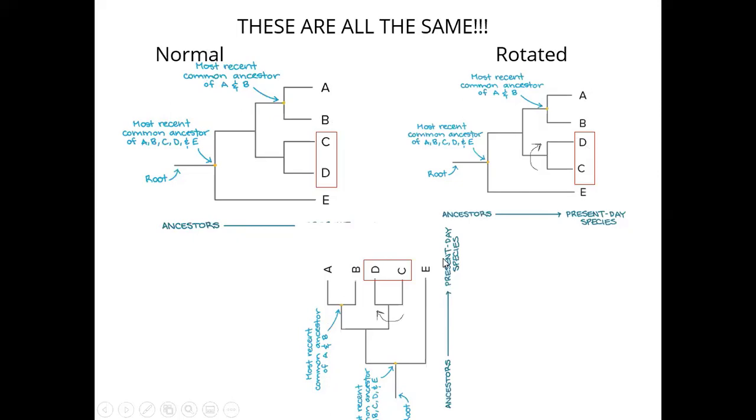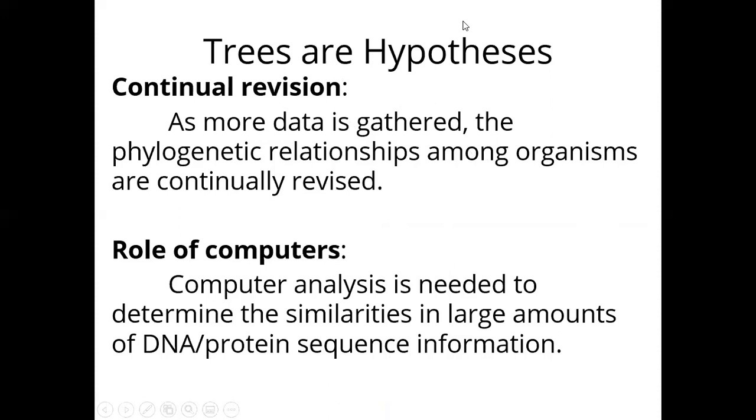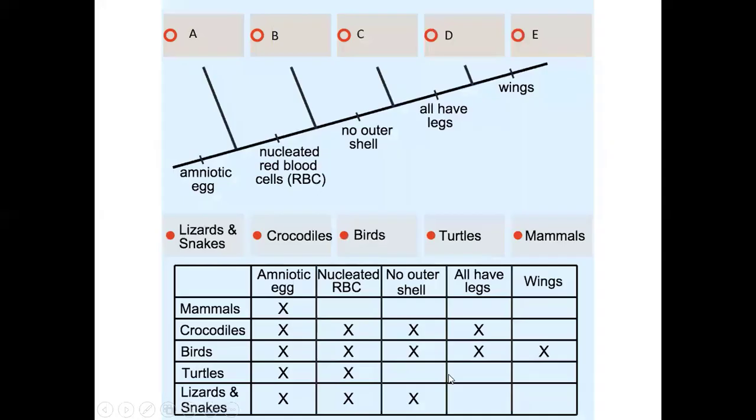modern day species. And also remember that trees are hypotheses. So we don't know exactly what they are. We just speculate based on evidence. And they are always under revision when we get more data. And computers are super helpful in figuring that information out. These are shared derived characters, and you can create your own cladograms either from derived characters like this or amino acid or DNA differences. Hint, we're going to practice doing that on the FRQ today, creating your own cladogram in addition to some other information.